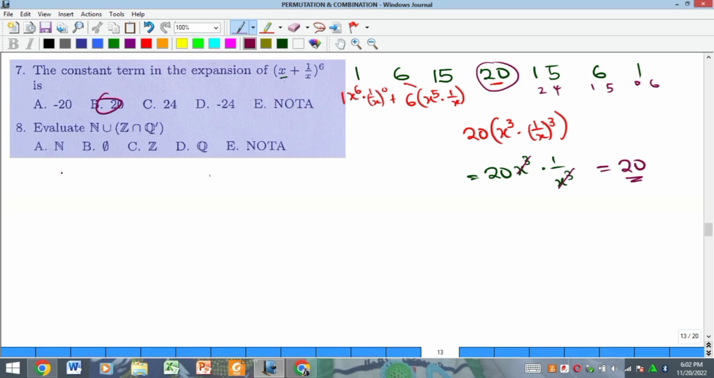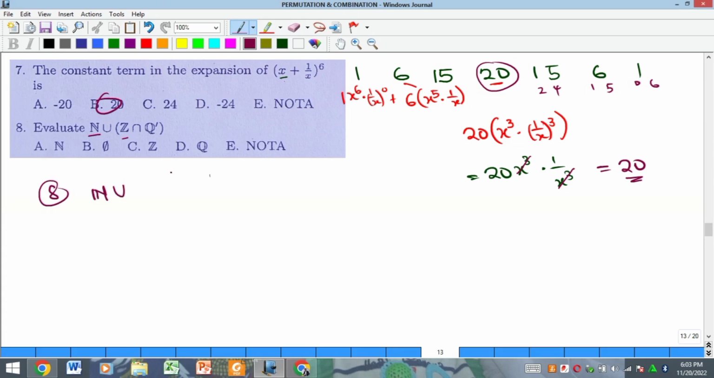Then we go to number 8 here. Number 8 is from types of numbers joined with set theory. And so we know this as natural numbers, integers, and then we have this as irrational numbers. So, of course, we take the bracket first. So we have the natural numbers union.